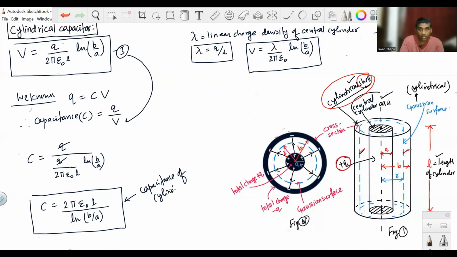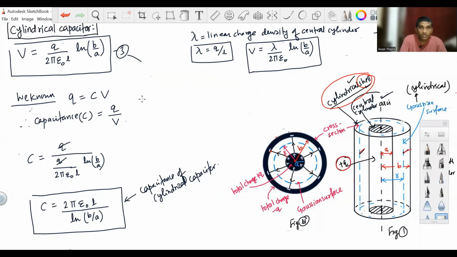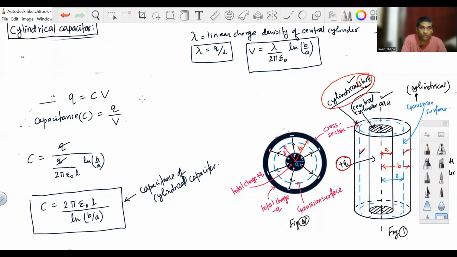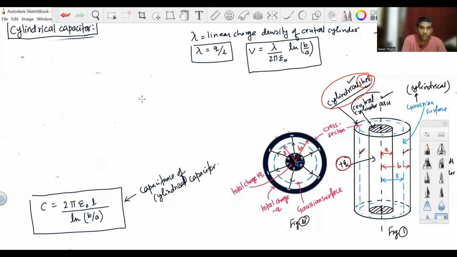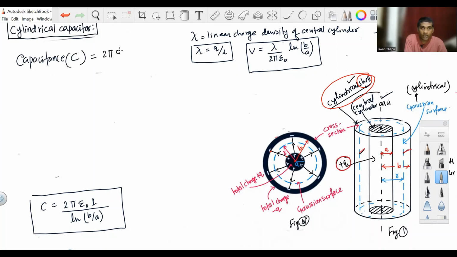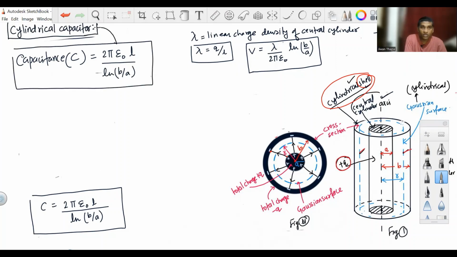So this is the mathematical expression of capacitance of cylindrical capacitor. Now we can see from this expression, so let me write over here. So we have capacitance C equals 2 pi epsilon 0 L divided by ln B by A. So we have this for cylindrical capacitor.